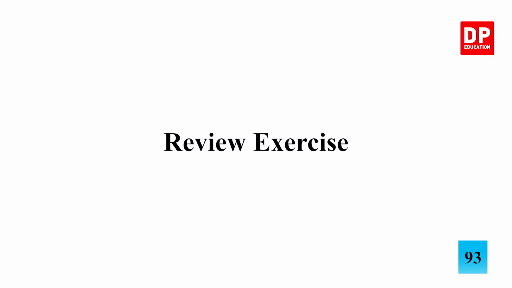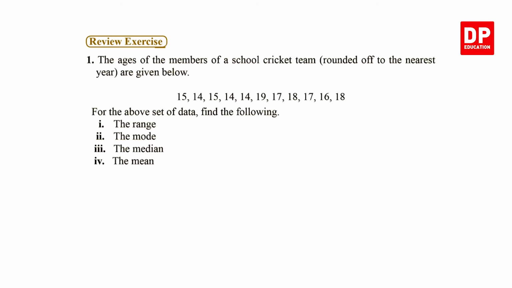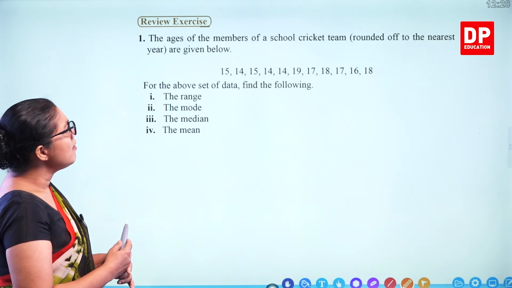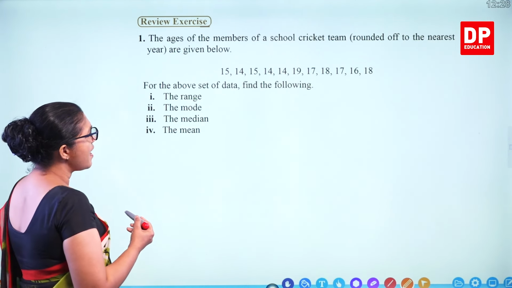Now we'll look at the review exercise in your textbook. The ages of the members of a school cricket team, rounded off to the nearest year, are given below. For the above data set, find the following. The range. So this is not in order, so we'll first arrange this in order.